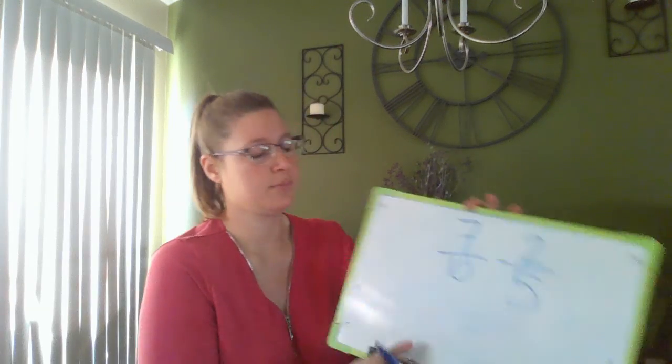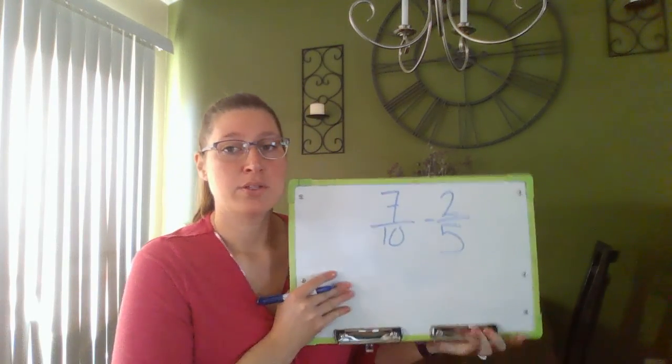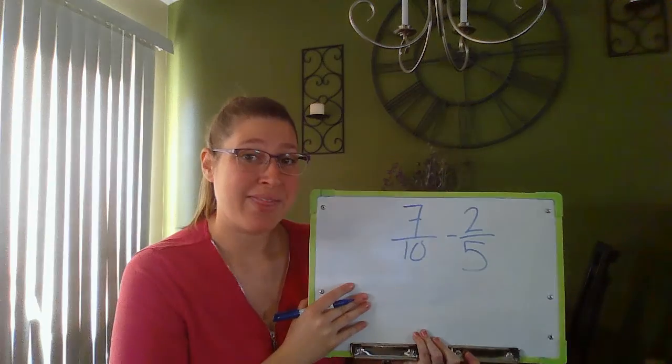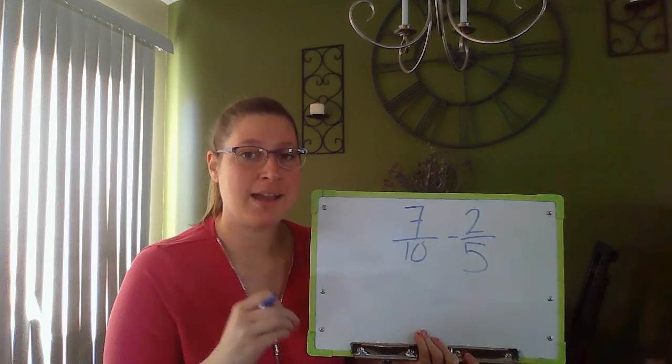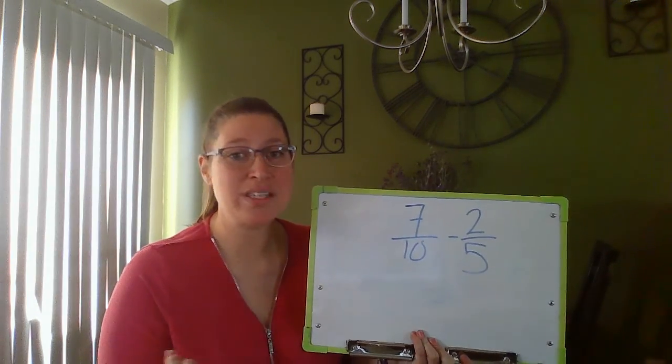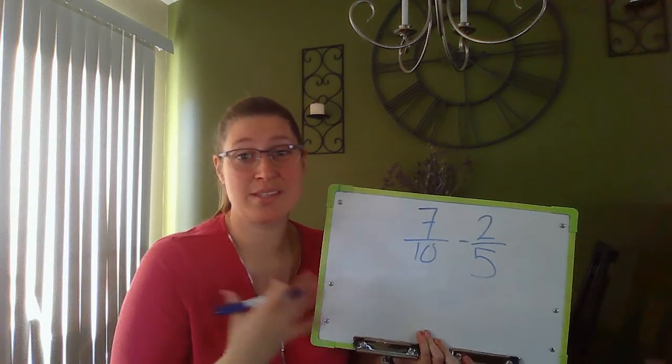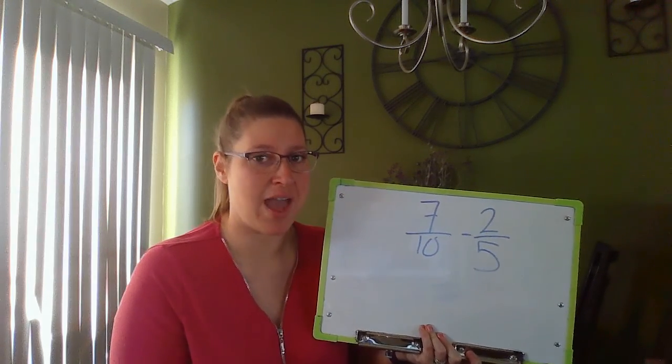Okay, so our next problem is going to be a subtraction problem. So I'm going to do 7/10 take away 2/5. So we are going to use the exact same method with the butterfly, because when we add or subtract fractions, it's going to be the exact same process. We're just going to subtract our numerators instead of adding them.